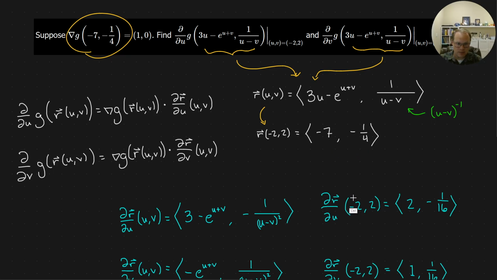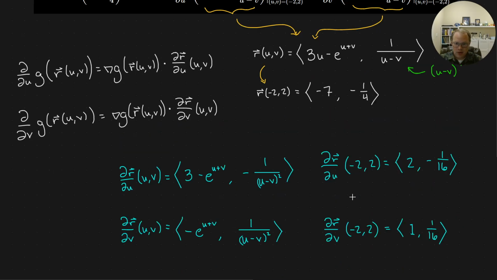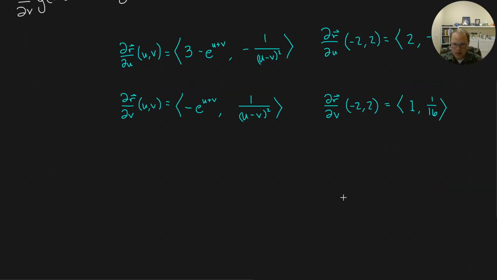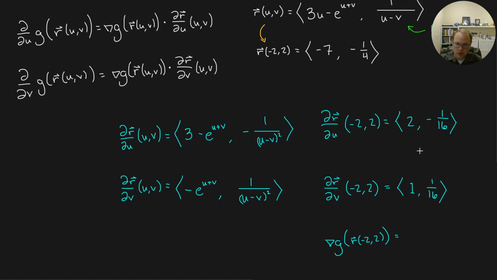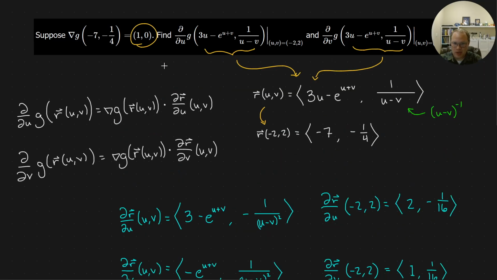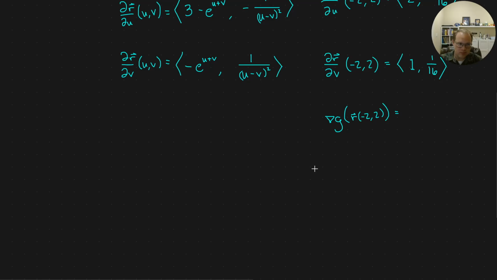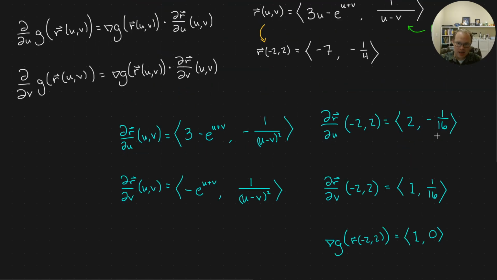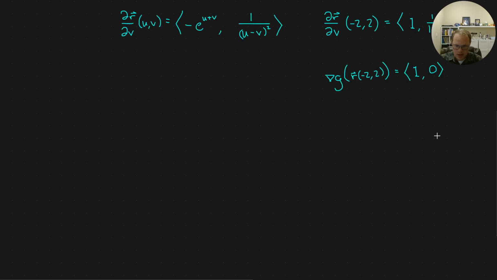And look at that. Negative 7, negative 1/4. It matches. Okay. So we know that the gradient of g at r of negative 2, 2 is equal to, according to this, 1, 0. Okay, and that's all the pieces that I need. So now let's plug in.